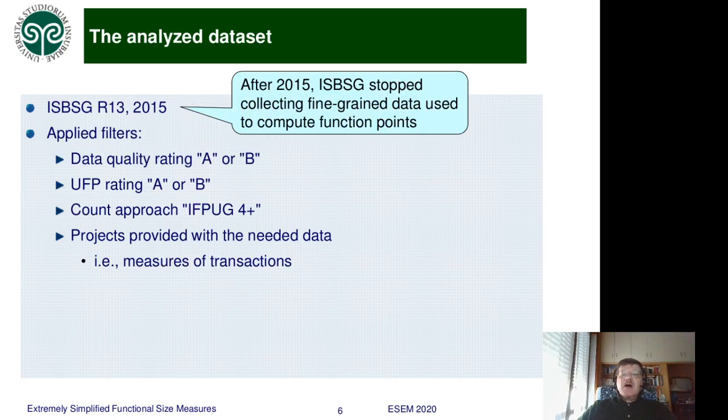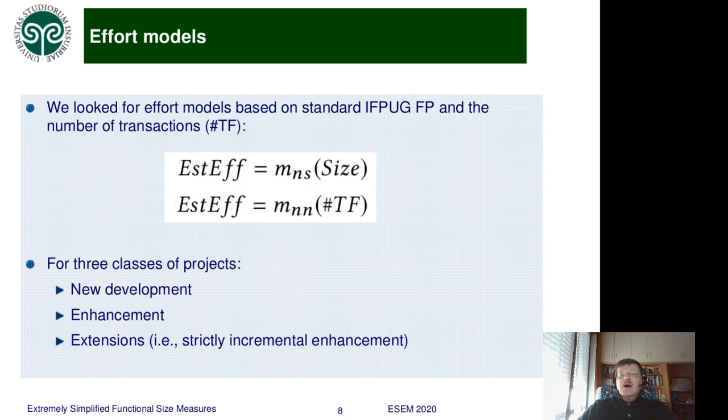We used a version of the dataset provided by the ISBSG released in 2015, because afterwards they stopped collecting fine-grained data, including the number of transactions. Of this data, we selected only the highest quality data, as is commonly done when using ISBSG data. So, as already mentioned, we looked for models that estimate effort based on size, measured using the standard definition of function points or via transactions.